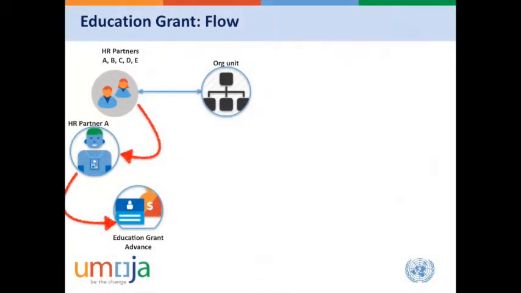So first thing is the HR partner, one of the HR partners creates education grants advance. Once the advance is created, the advance can be paid by the same HR partner. The advance payment can be done either by an off-cycle payroll or by the regular payroll functions.